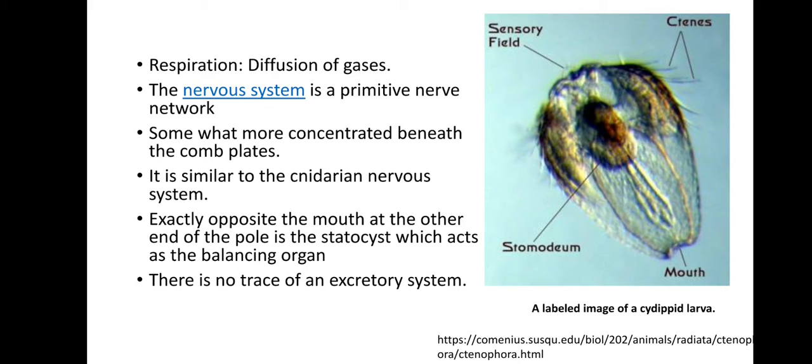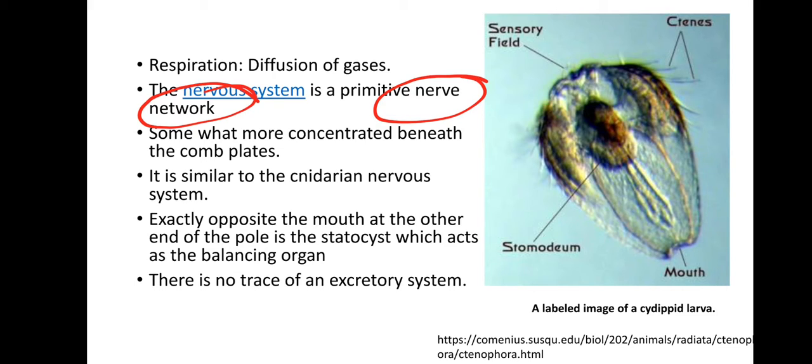But a nervous system is present, which is primitive, just like in Coelenterata, a sort of nerve net is present in them. Okay, network-like nerve cells are arranged in the form of a network, which is similar to our Coelenterata members.